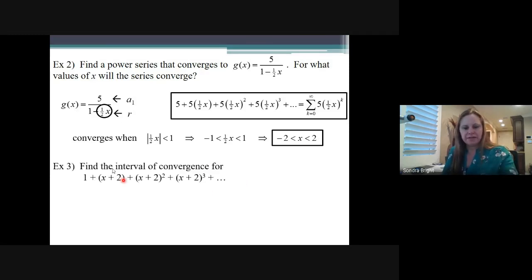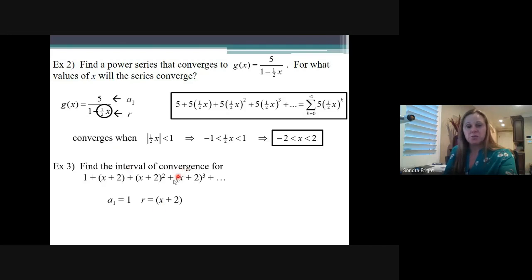Let's find the interval of convergence for 1 plus x plus 2 plus x plus 2 quantity squared plus x plus 2 quantity cubed. So definitely an infinite series, right? All you got to do is figure out what your r is. So your first term is 1. You notice that your common ratio is, you're just multiplying by x plus 2, right?